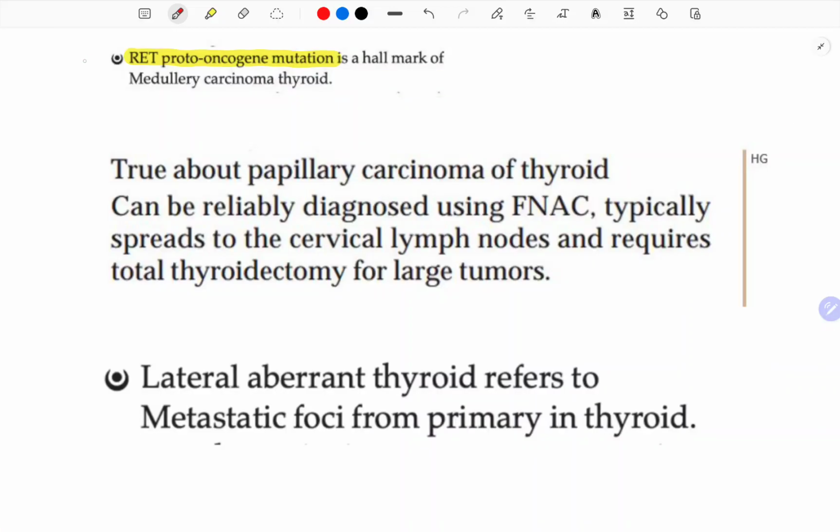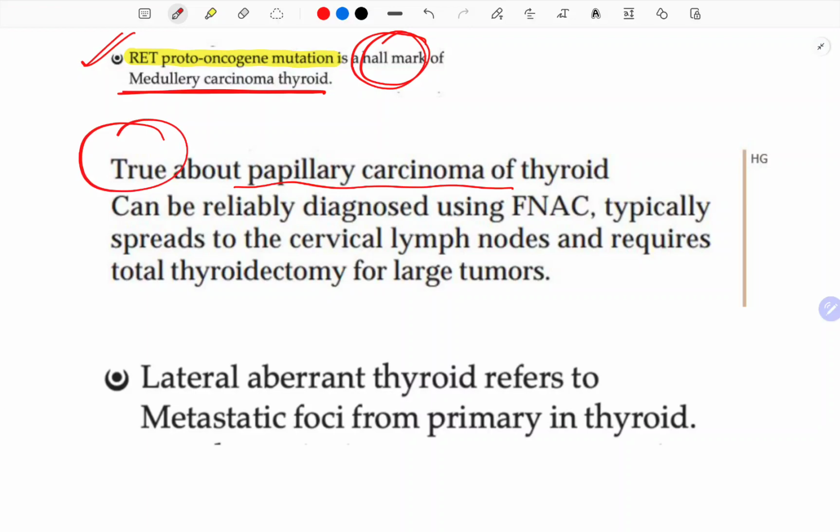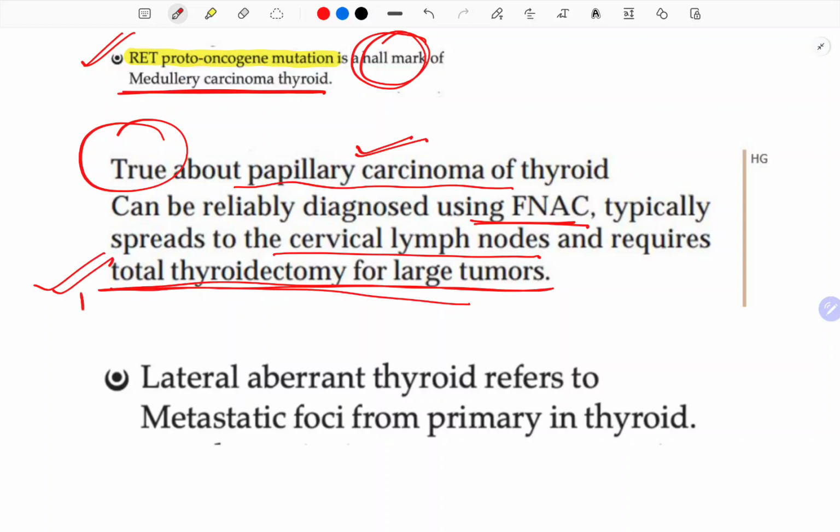Now another very important point: RET proto-oncogene mutation is a hallmark. It can be seen in others, but it is a hallmark of medullary carcinoma thyroid. Now another question about papillary carcinoma. They are asking for the true statement. They gave multiple options and the correct one was that it can be reliably diagnosed by FNAC. Papillary can be easily identified, not the follicular one. It typically spreads to the cervical lymph nodes and requires total thyroidectomy for large tumors. Yes, it easily spreads to the cervical lymph nodes, and that is why we did the left-sided dissection in that case, even when no cervical lymph node involvement was given.